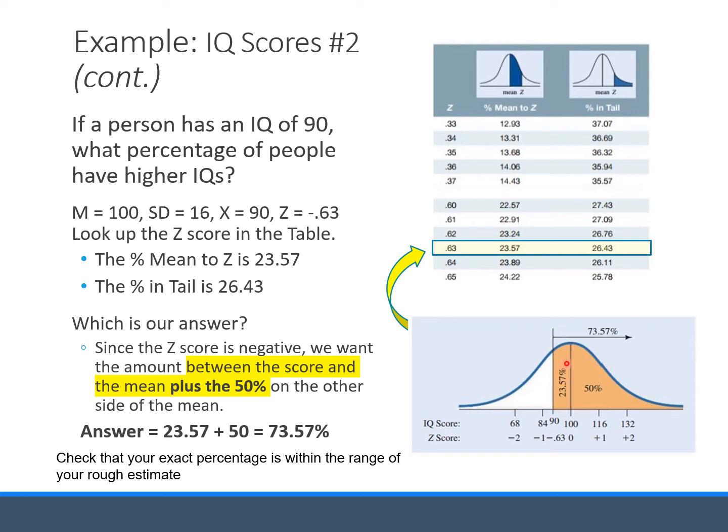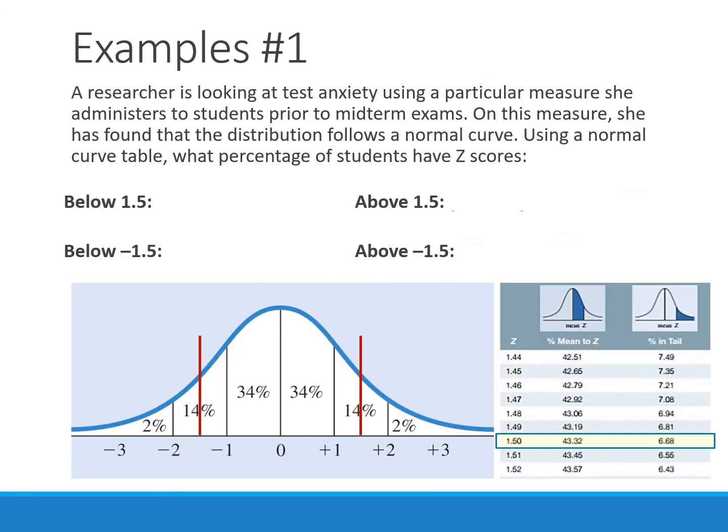And since we're talking about this part plus this 50%, then we have the 23.57% plus 50%, or 73.57% of people have a higher IQ than 90 on this IQ test. Does that make sense? So since the z-score is negative, we want the amount between the score and the mean plus the 50%. So our answer is 73.57%.